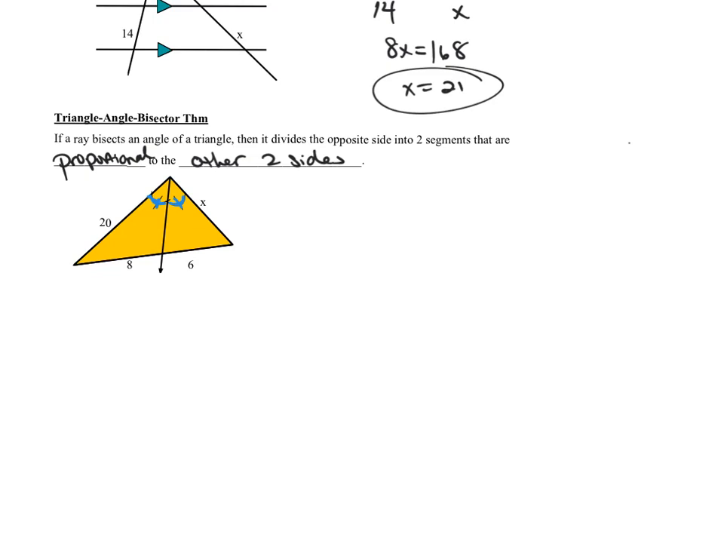And then we can go ahead and set up the proportion. We would say that 8 over 20 equals 6 over x. Cross multiply, 8x equals 120, x equals 15.